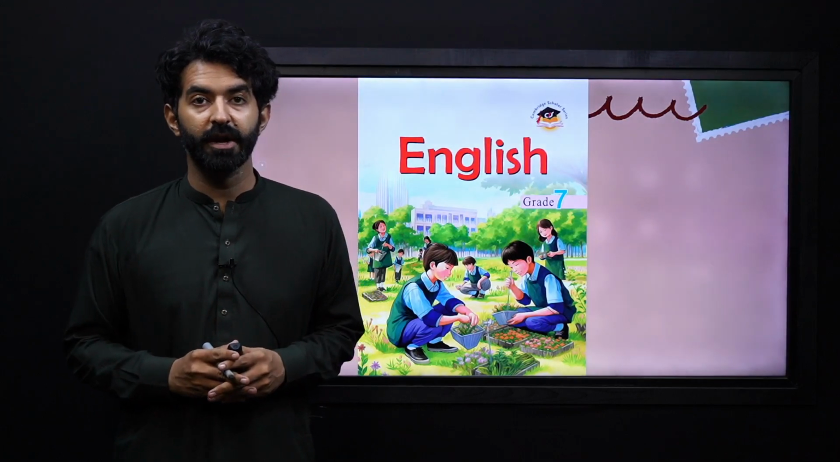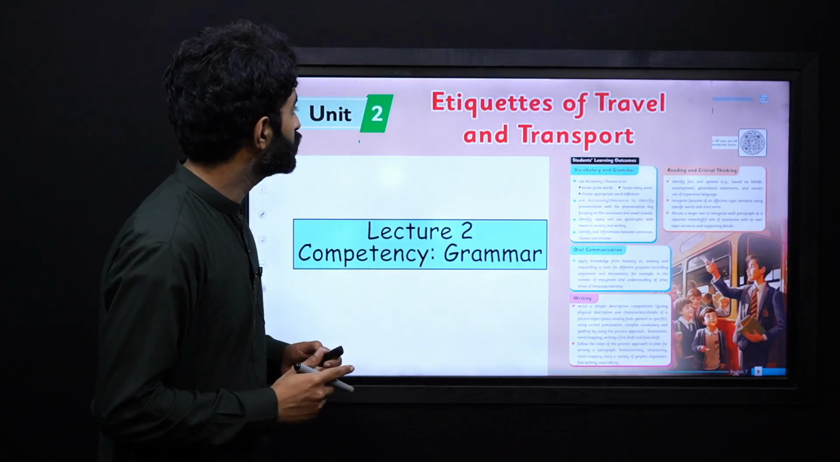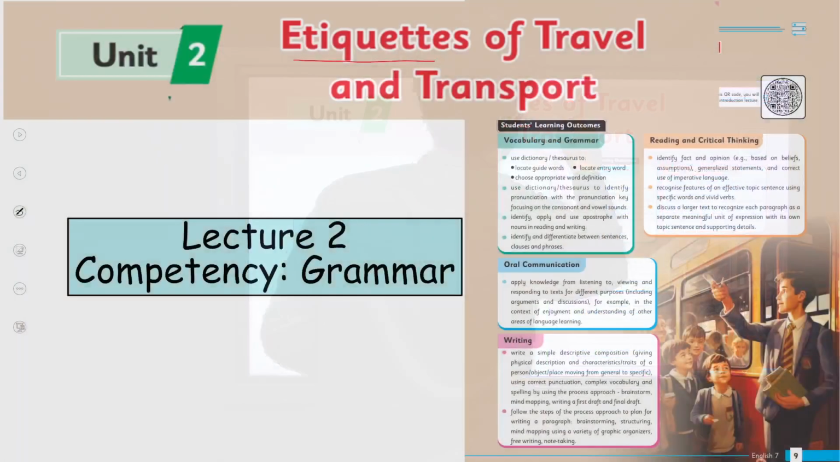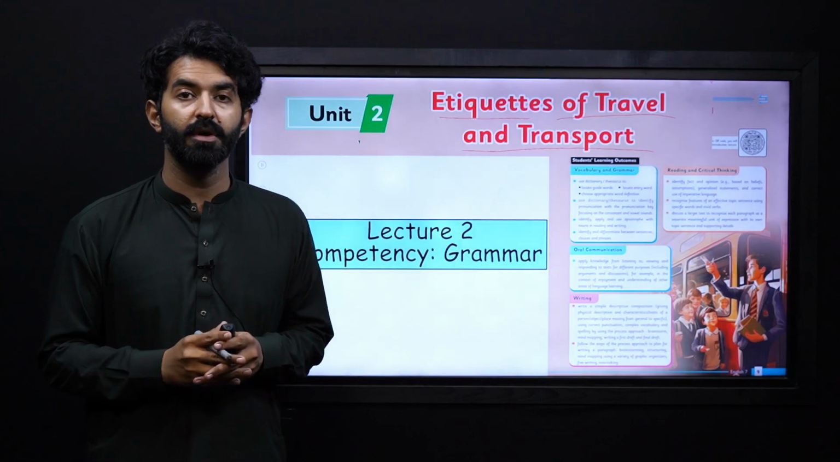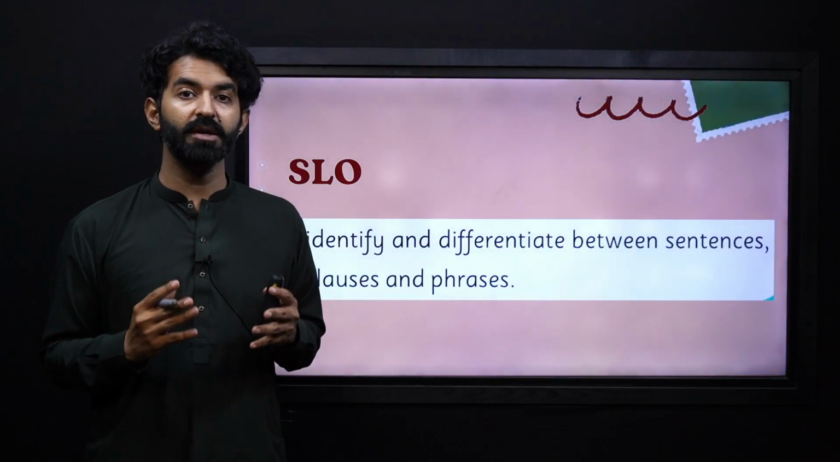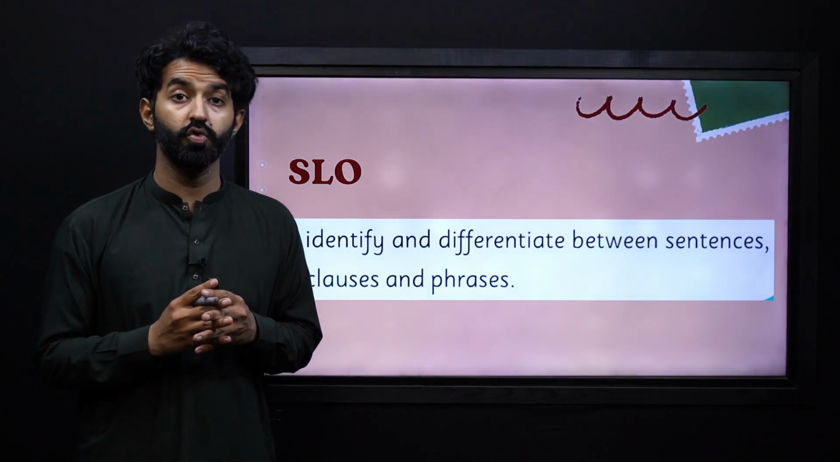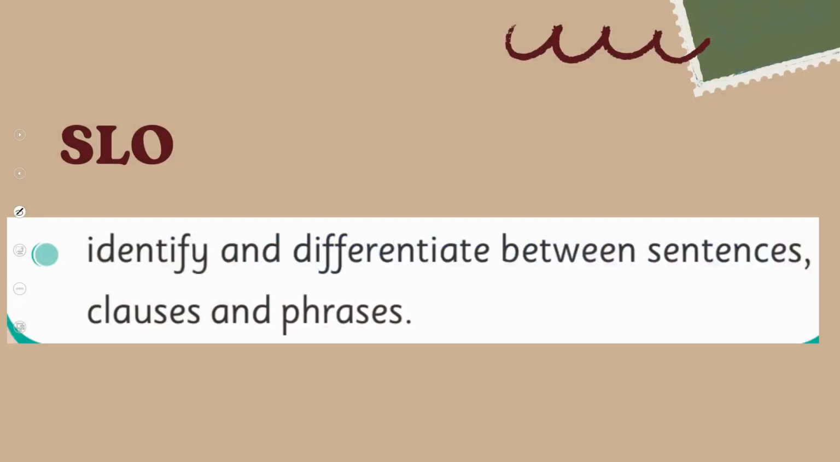So as you know, we are dealing with our unit number 2, etiquettes of travel and transport. This is our lecture number 2 with the competency of grammar. Now let's read our students learning outcome and try to understand what we are supposed to do in this lesson. Our SLO is: identify and differentiate between sentences, clauses and phrases.